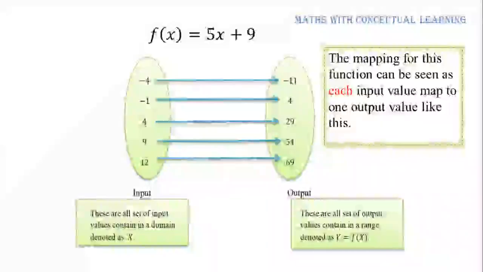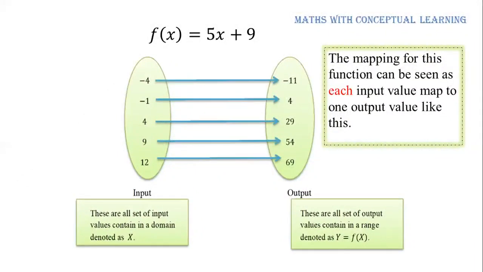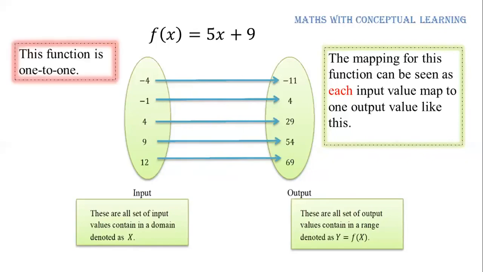Here comes an example. f(x) equals 5x plus 9. The mapping for this function can be seen as each input value mapping to one output value like this. By the definition of a one-to-one function, in this mapping each input value maps uniquely to only one output value, as -4 maps to -11, -1 maps to 4, and so on. So this function is one-to-one.